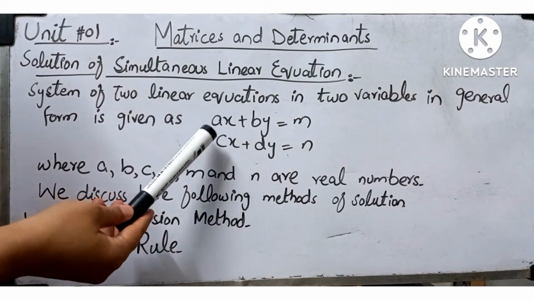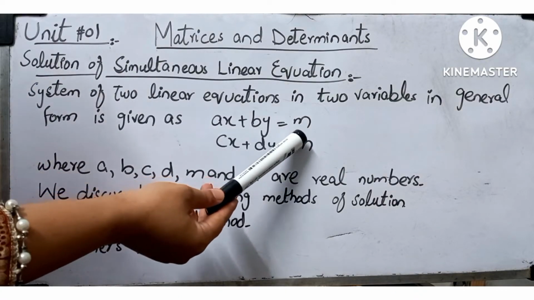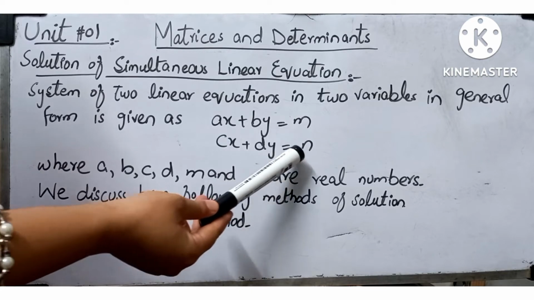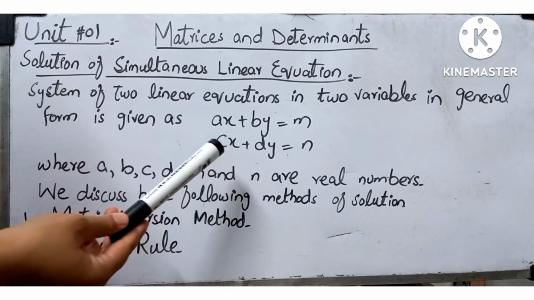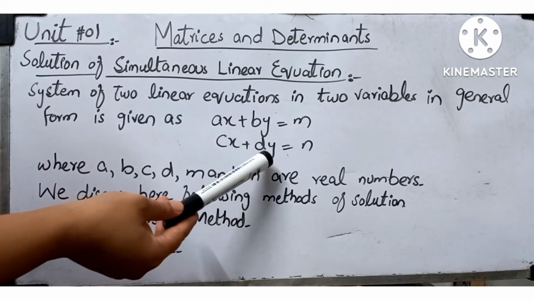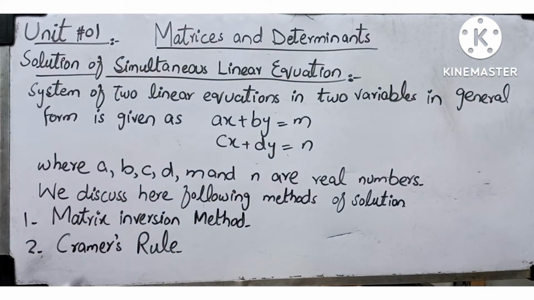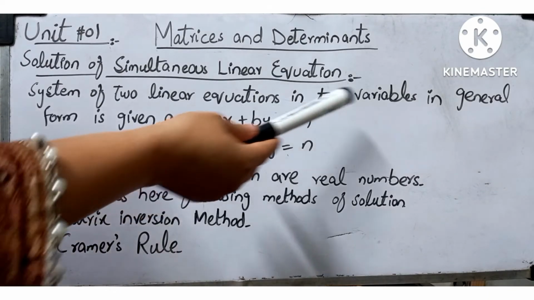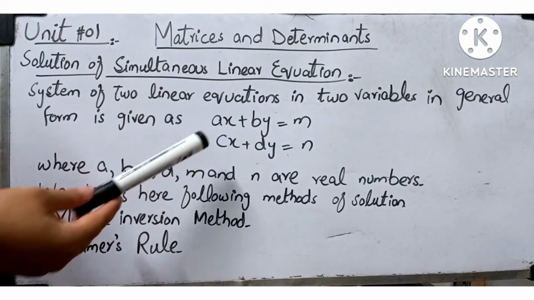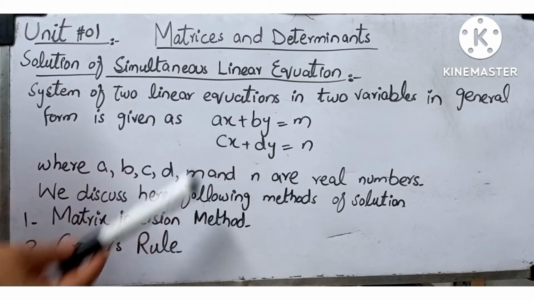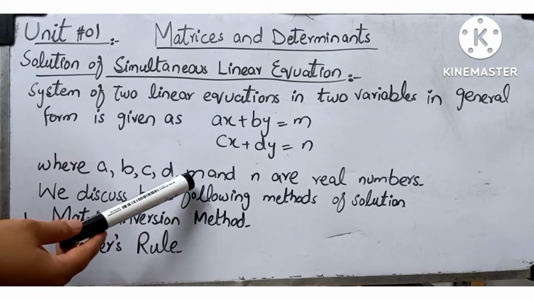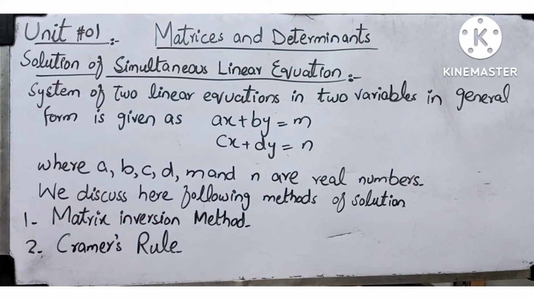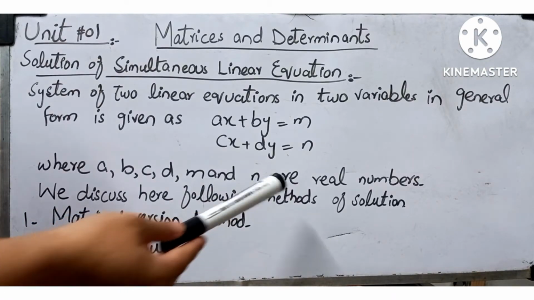For example, we have two equations, ax plus by is equal to m and cx plus dy is equal to n. In these equations x and y are variables. These variables have power 1, so these equations are said to be linear equations. Here we have a system of two linear equations in which two variables, x and y, are involved, and a, b, c, d, m and n are real numbers, or we can say these are constants.